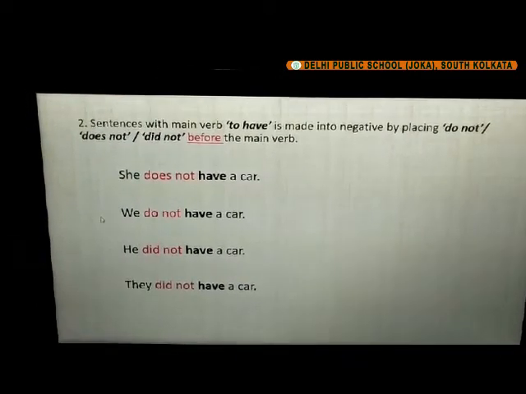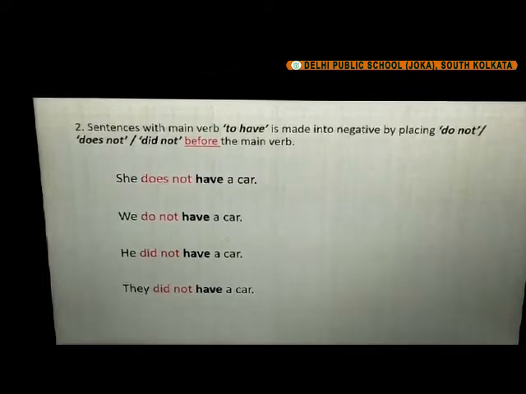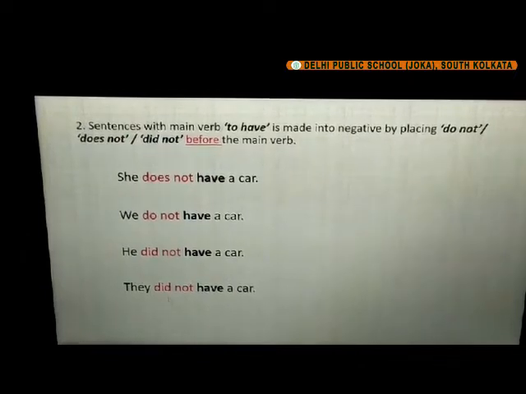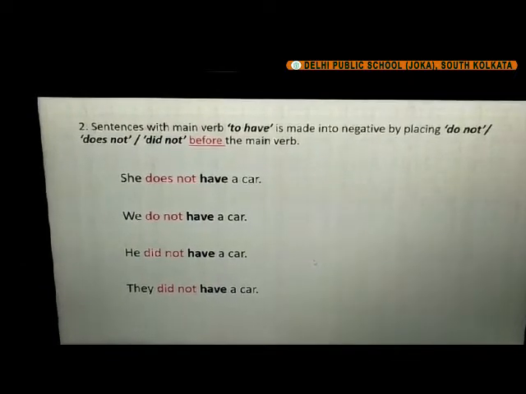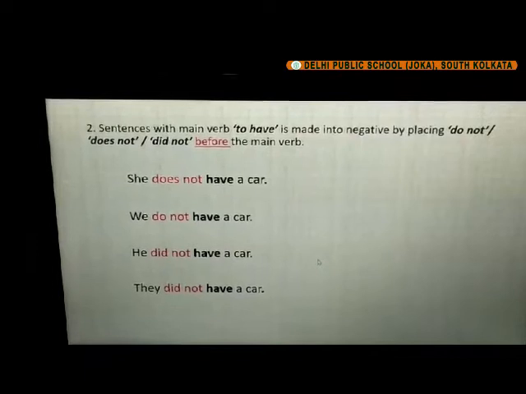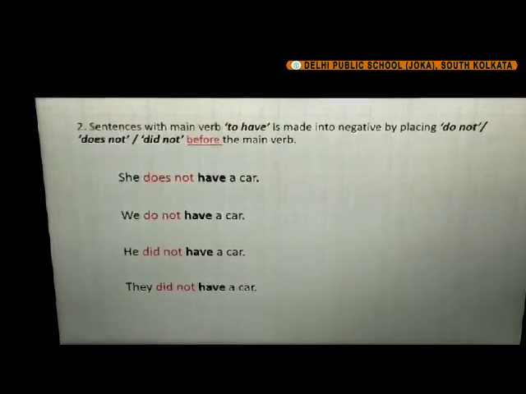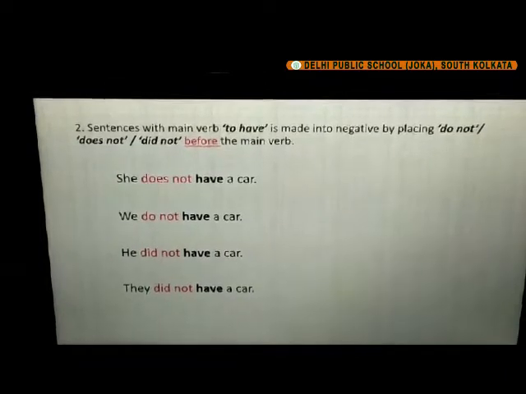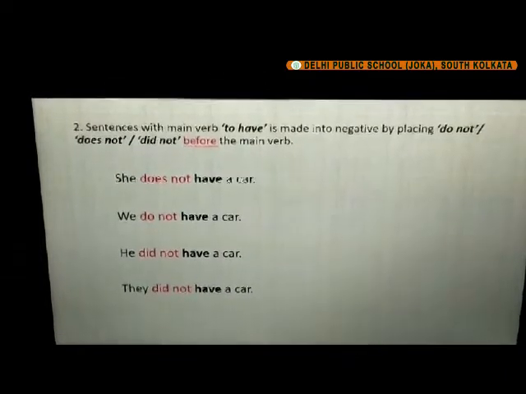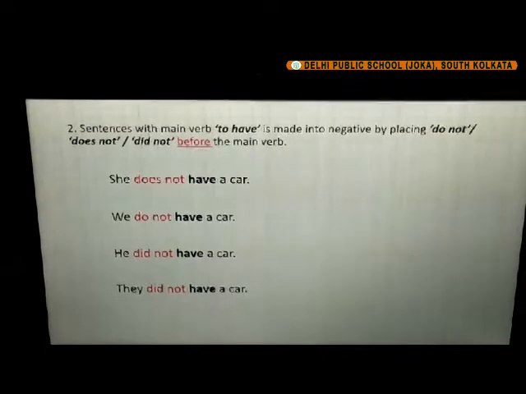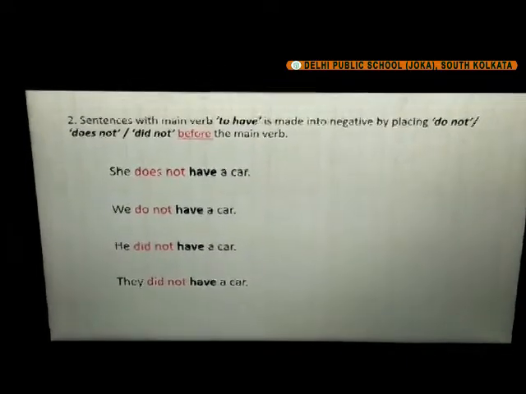Similarly, we have other sentences. We do not have a car. He did not have a car. They did not have a car. Also, please note that does and do are used only in cases of present tense, and the verb did can be applied when you are talking about something in the past.